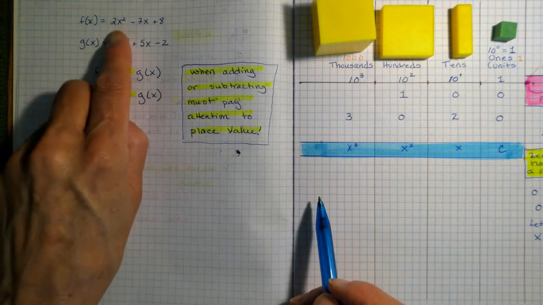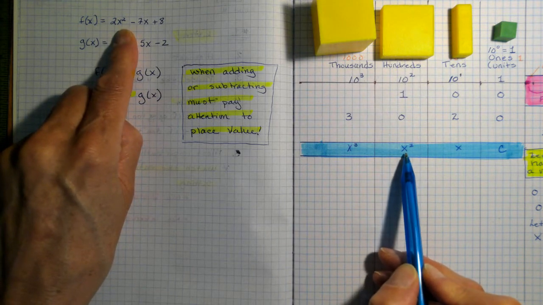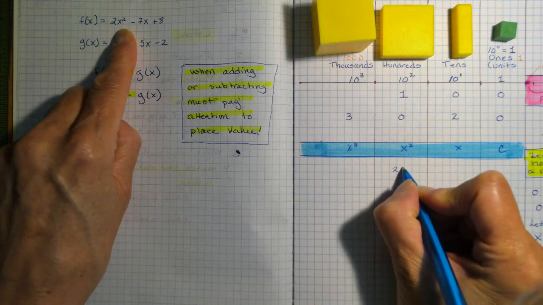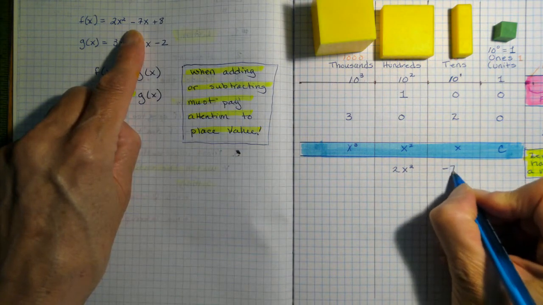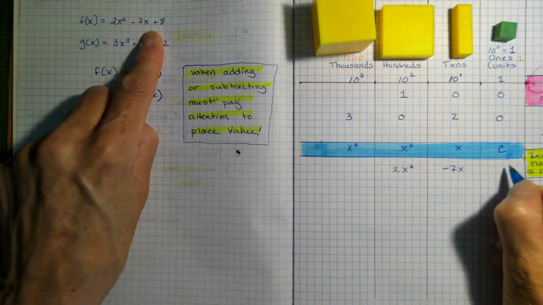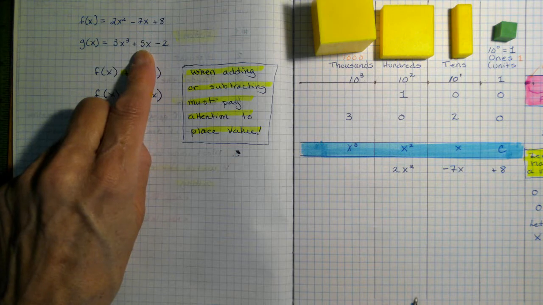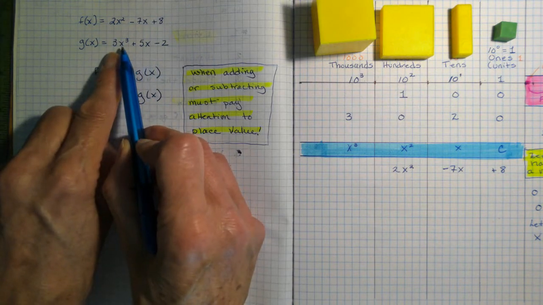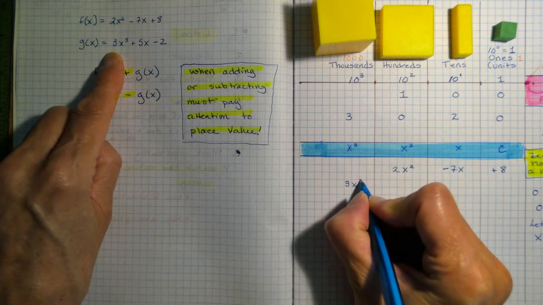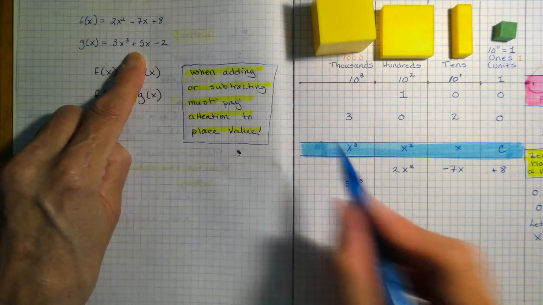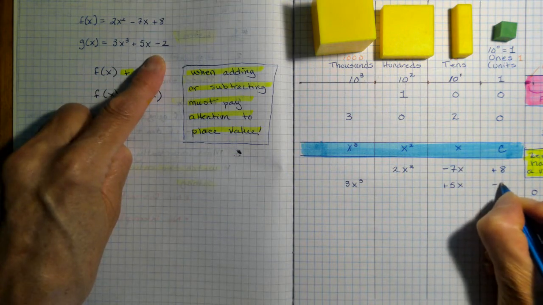If I want to add f of x, I'm going to look for my x squared column, which is right here, and I'm going to write 2x squared, and then I have a minus 7x, and then I have a constant of 8. I'm going to put the sign there. Now with adding, I don't have to worry too much about the signs, but I do have to worry about the place value. Look right here, that's a cube, so this is going to go in this column. This is not a square, this is an x, so that goes over here. And then I have a minus 2.